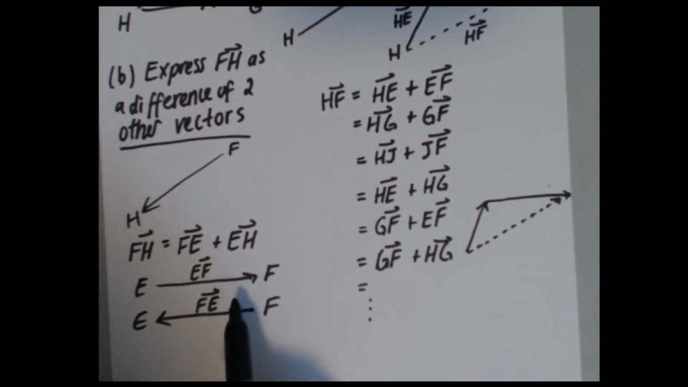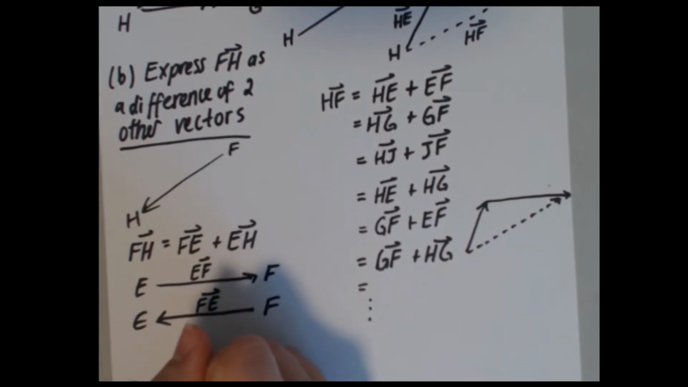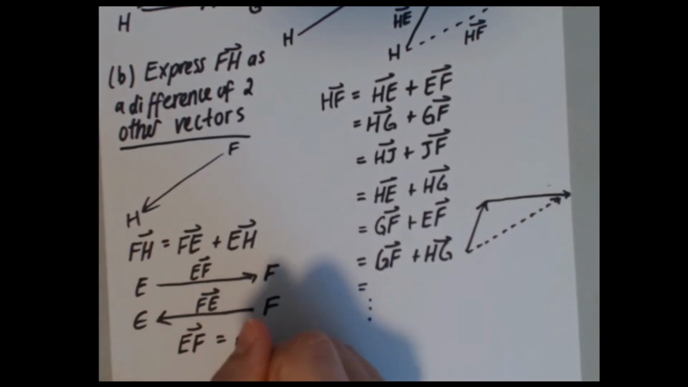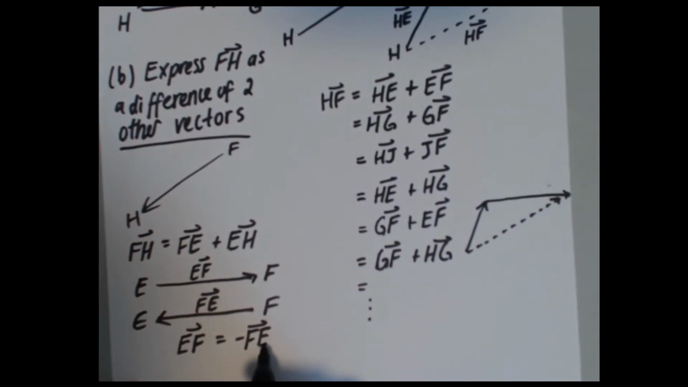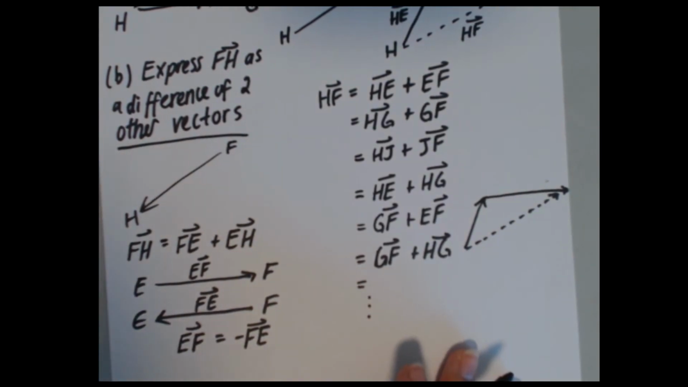So if EF and FE are indeed opposite vectors, that means EF is equal to negative FE, right? I already know FE is in the opposite direction to EF, so if I put a minus in front, that puts it back in the correct direction, right? So negating a negative makes it a positive again. All right, so why am I doing all of this?